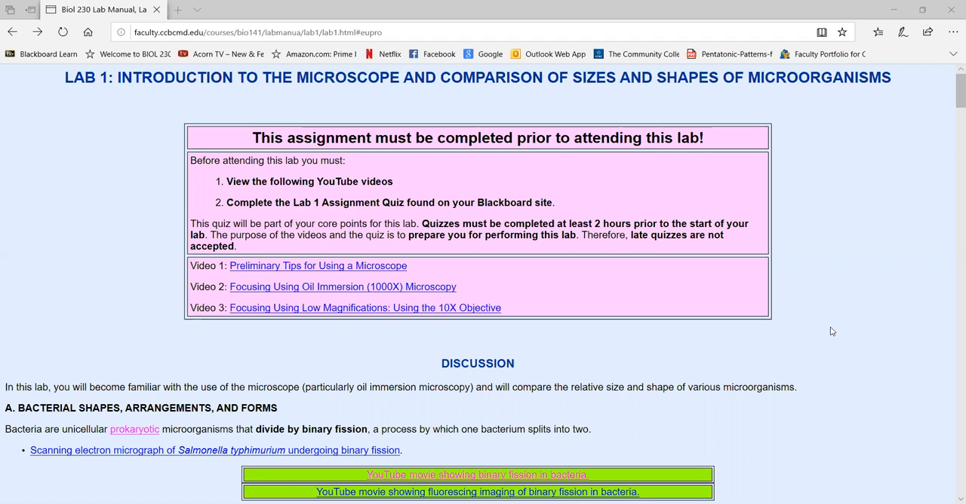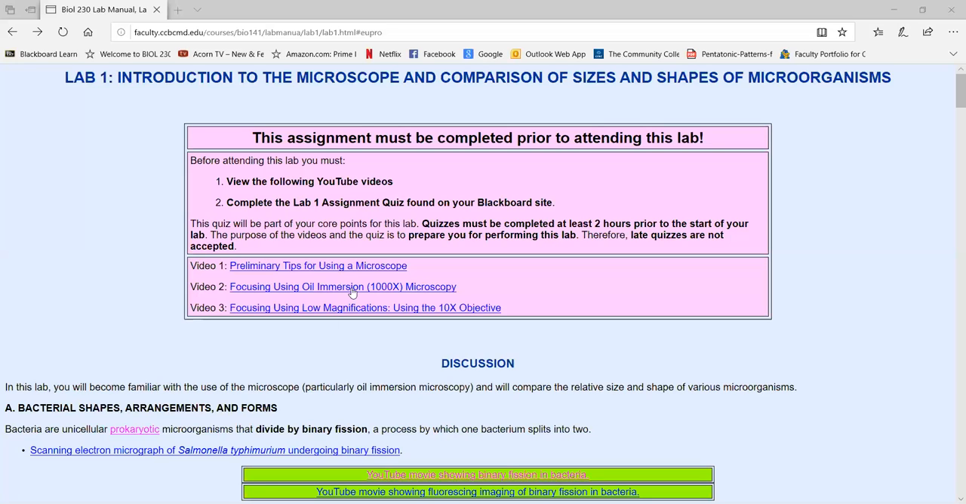And as I'll be mentioning when we have our introduction to our first classes, you're going to come prepared ahead of time so that you can recognize shapes, arrangements, and forms. So this is a lab you need to prepare with ahead of time so that when we get into lab, we can just strictly work on practicing the focusing. I'll be giving very little introduction on that, and I'll expect you to know the shapes or arrangements or forms and to measure the sizes of bacteria.